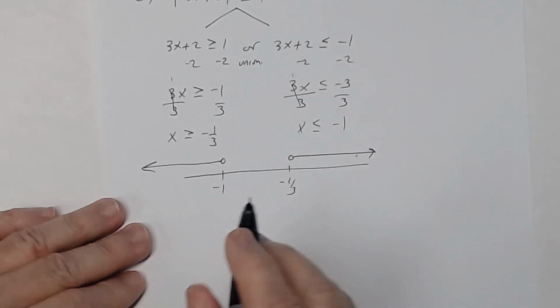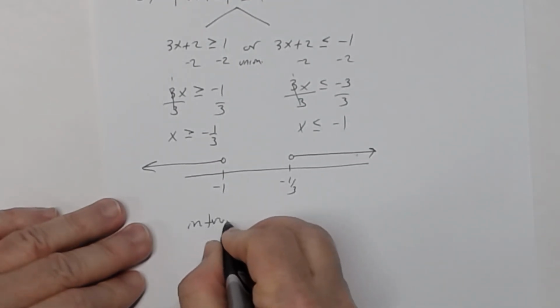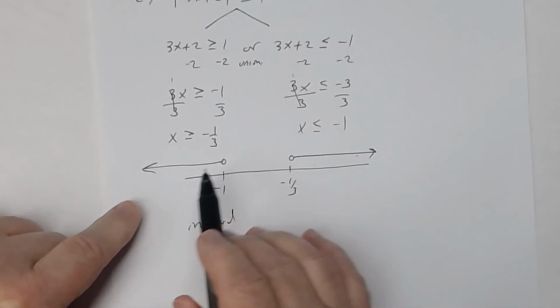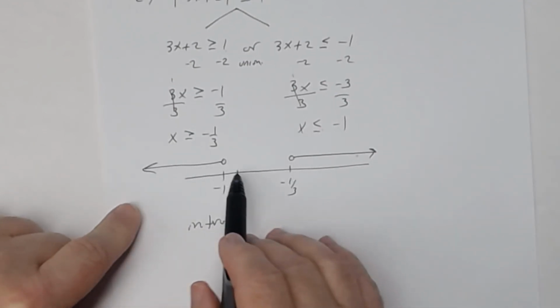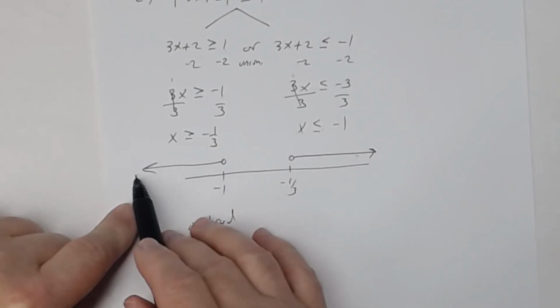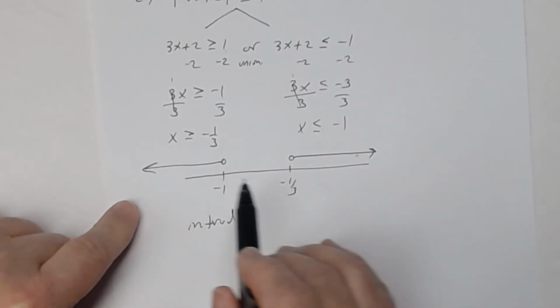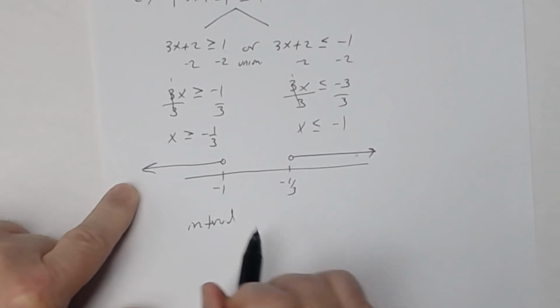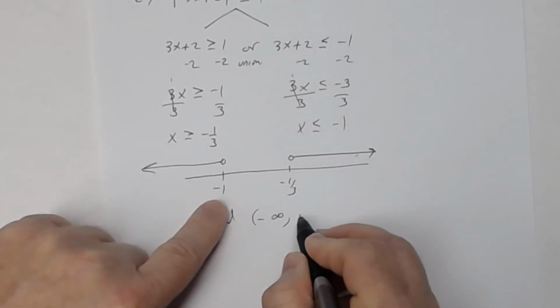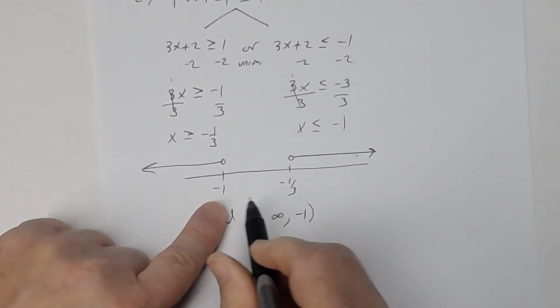So that's what the graph looks like. How do you write it in interval notation? You go from left to right. So remember the left arrow and then right arrow. Left arrow means negative infinity. When you go to the right, it means positive infinity. So you're going from negative infinity to negative 1, parentheses, because there's no equals.